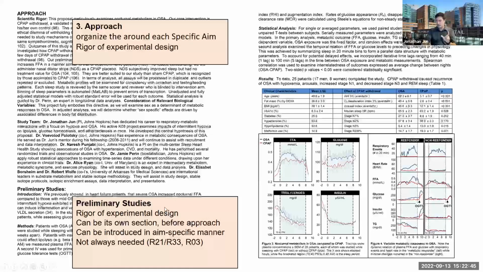I've seen different methods of doing this. Some people put a whole section of preliminary data before they get to approach. Some people put all the aims and lump them together and say, here's the preliminary data for this whole project, and then you start talking about each aim. Another method, which is what I did here, was you could do preliminary studies for aim 1, and then you go through that, and then you go through aim 2 and preliminary studies for aim 2. Okay, I don't think it's a right or wrong approach.